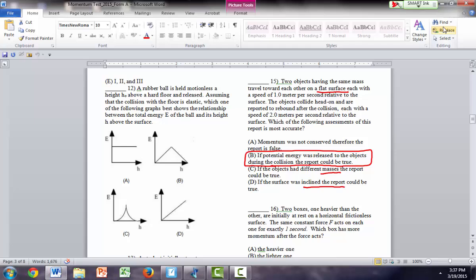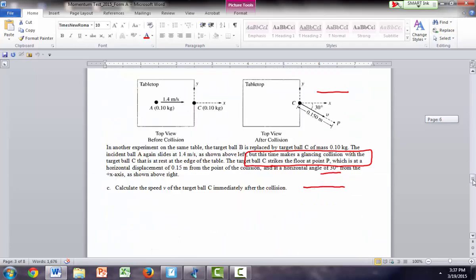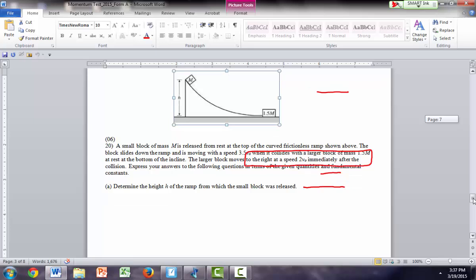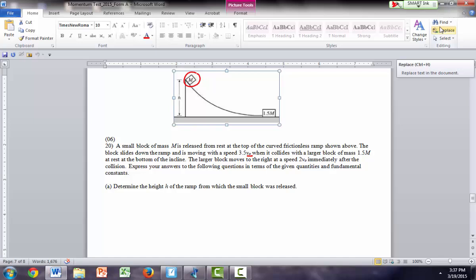Now I'm going to do the last question on A. That was this one right here. It had a small block of mass M released from the top of a curved frictionless ramp. So here's this block, it's released from the top of the ramp, and the block slides down the ramp and is moving with a speed of 3.5 V0. We don't know what V0 is, but it's 3.5 times that speed when it gets down here to the bottom.